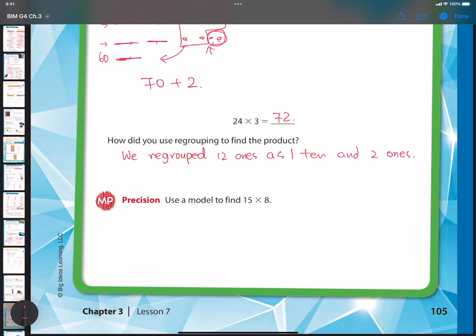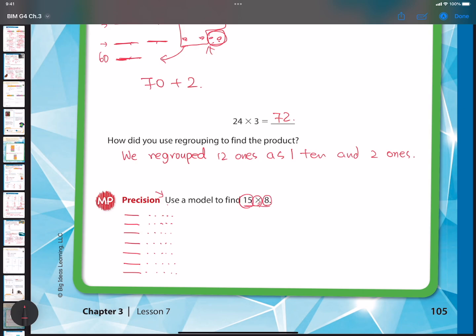Now the next question: use a model to find 15 times 8. We need to draw 15, 8 times. So now I'm going to do 1 ten and 5 ones, and repeat it for each group.